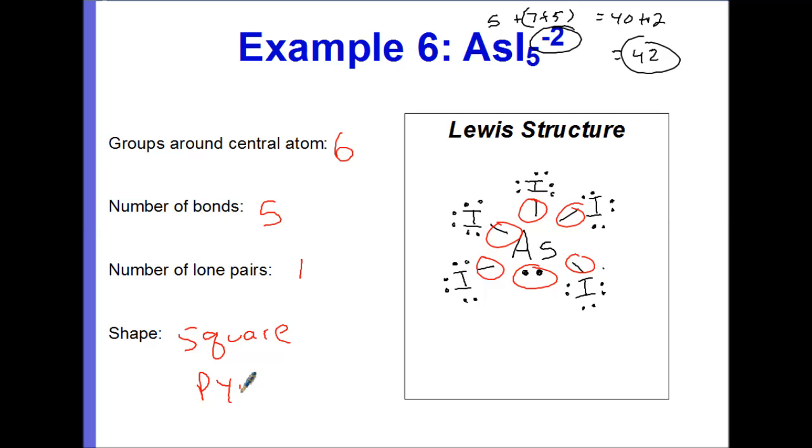Square pyramidal. What's kind of neat about this is it looks like a square based pyramid with the lone pair at the bottom. This is kind of what it looks like. So that is square pyramidal.